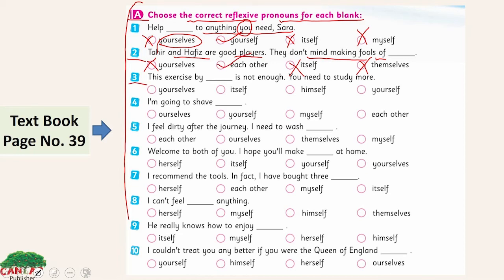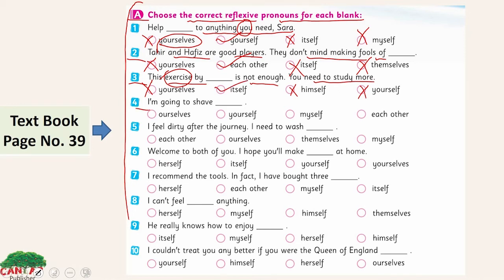The third one here, "The exercise by is not enough. You need to study more." The exercise is an object here. So what we will do? Yourself, no. This is the incorrect option. Himself, no. Yourself, no. This is about exercise here. So the exercise by itself is not enough.